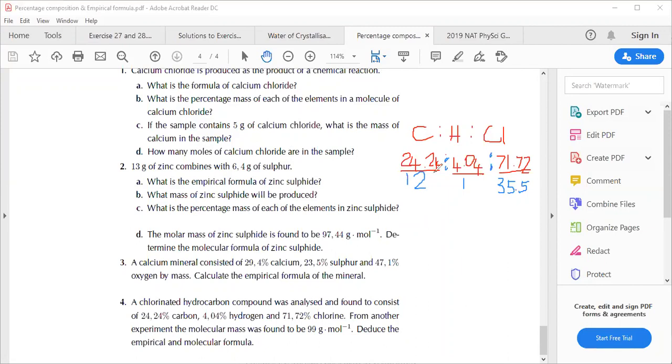The first one is not 1, it's 2. Must be 2. So you're going to get 2.02, 2.02. All right, is 2 is to 4.004 is to 1.99.